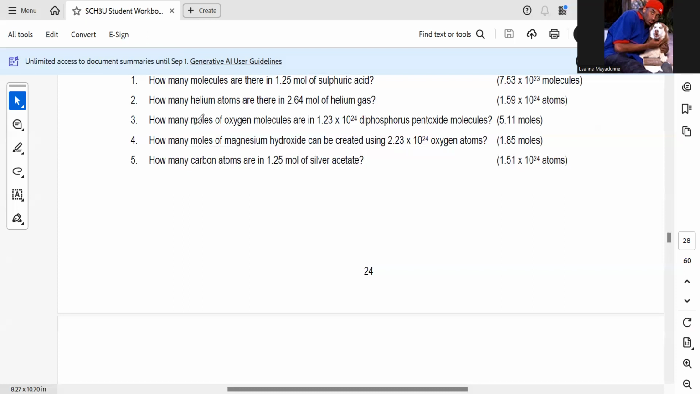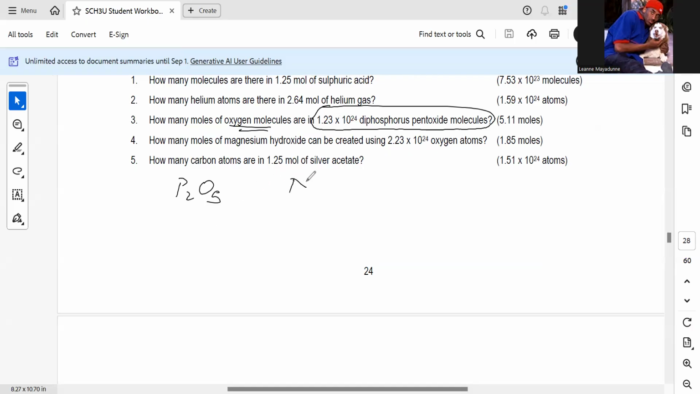So the question is how many oxygen molecules are in 1.23 into 10 raised to 24, right? How many molecules of oxygen? So do we know the formula of P2O5, right? It's P2O5, diphosphorus pentoxide. So P2O5, right? So there's 5 oxygen. We need to find out if we know 1.23.